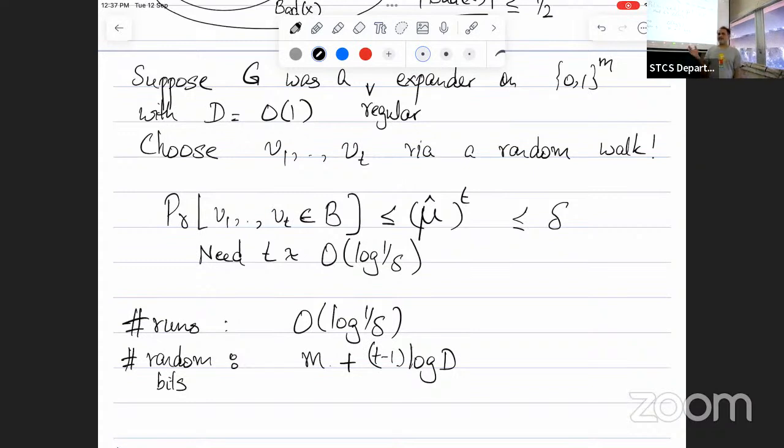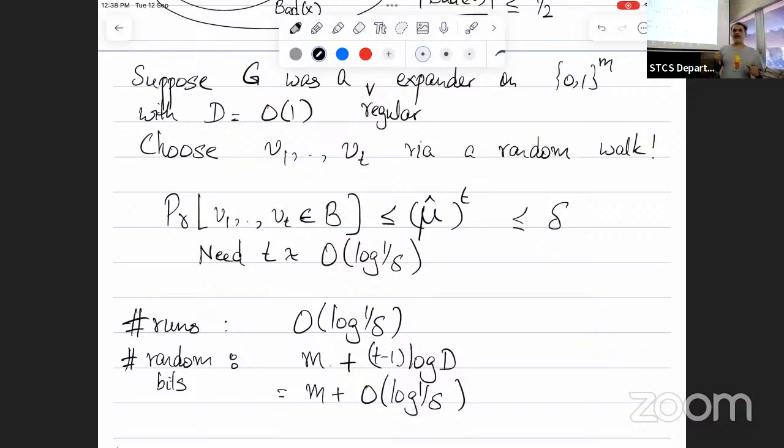Since d is a constant, this is basically m plus order log 1 over delta, because t was log 1 over delta. Previously, if you had chosen things completely at random, we were using m times log 1 over delta random bits. Now you maintain the same number of runs, log 1 over delta up to some constants, but the randomness used went from m times log 1 over delta to m plus log 1 over delta.